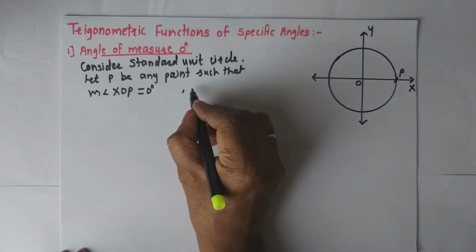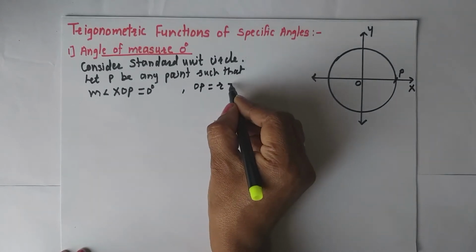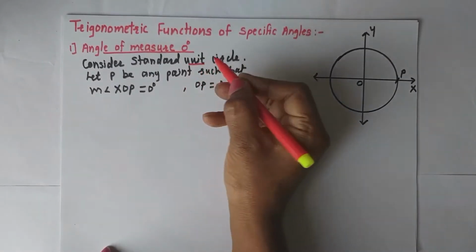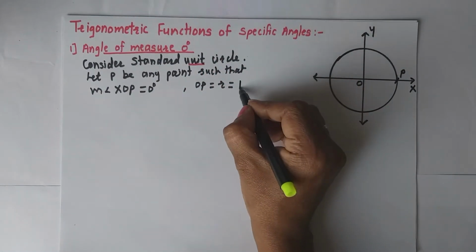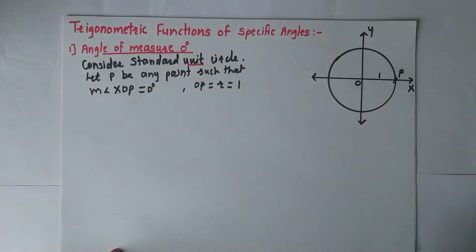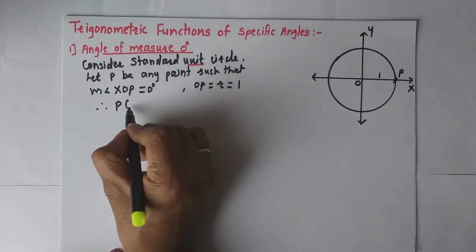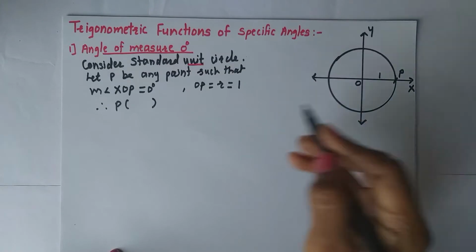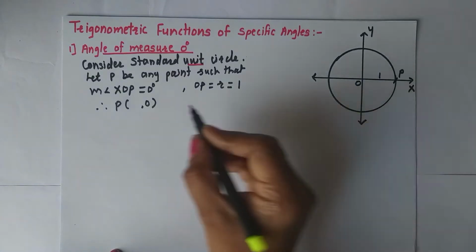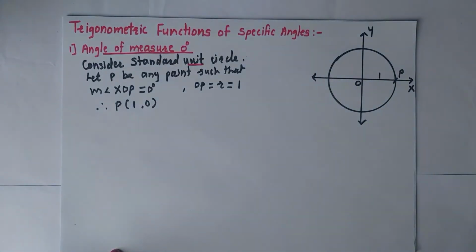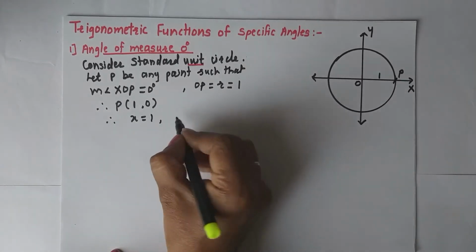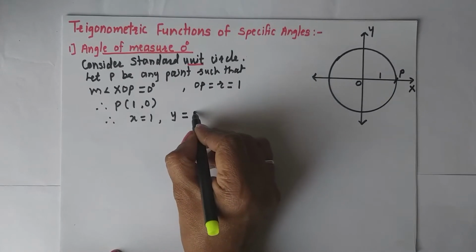Then we know that this OP is nothing but a radius of circle and we are considering standard unit circle. Therefore, this radius is 1, means this distance OP is 1. Then what will be coordinates of P? See here, point P lies on x-axis. Therefore, its y coordinate is 0 and this distance OP is 1, therefore x coordinate will be 1. Means in this case, we got value of x coordinate 1 and value of y coordinate of point P 0.